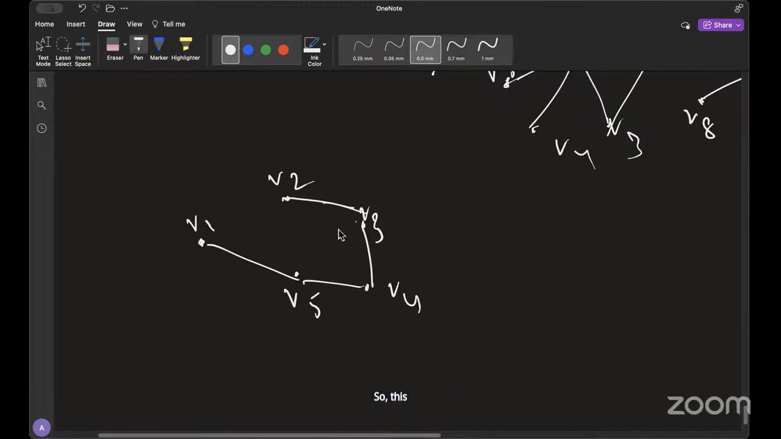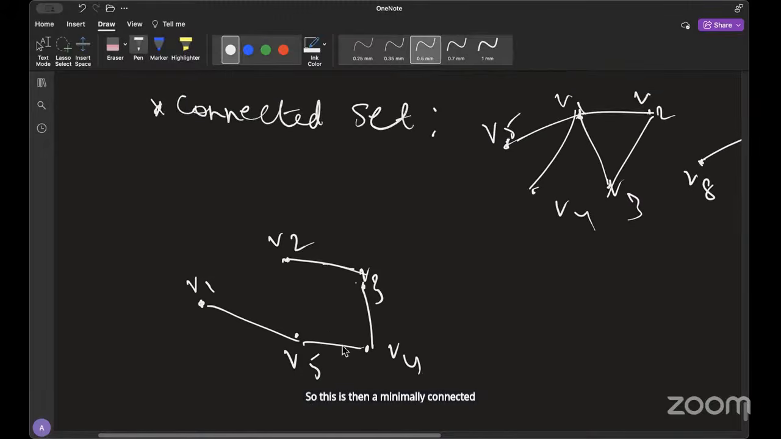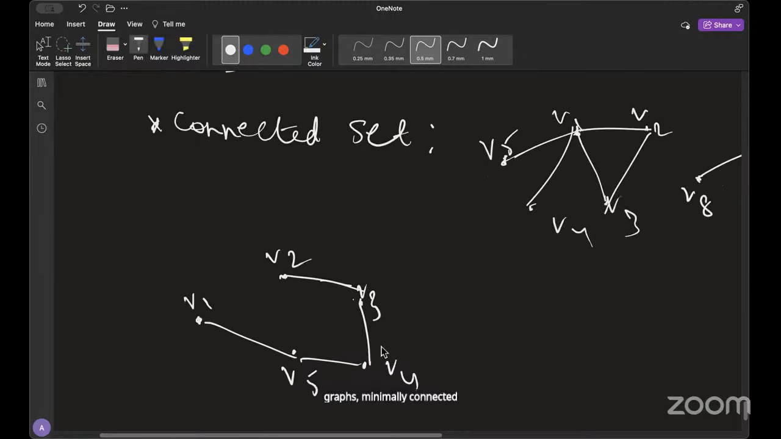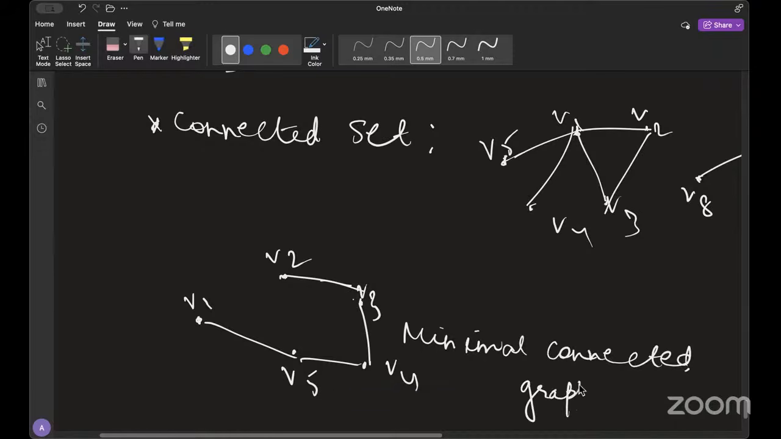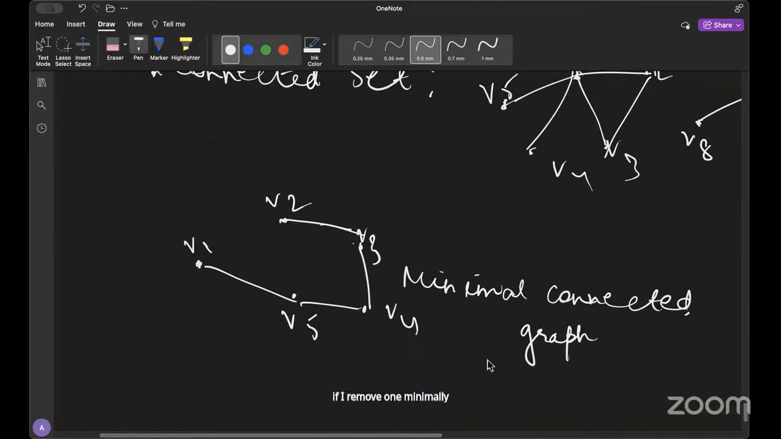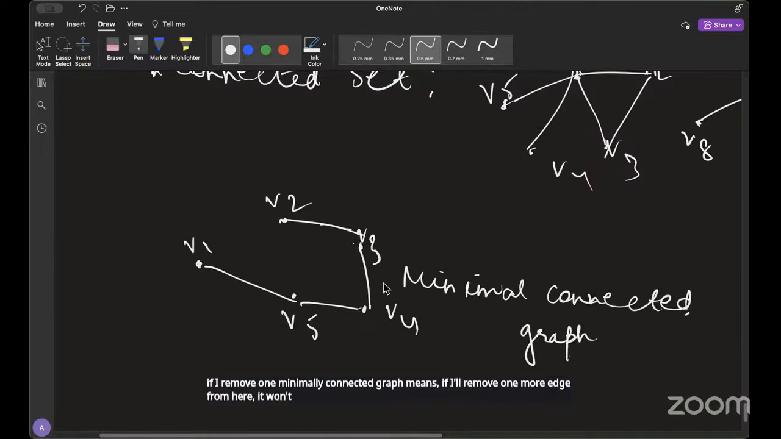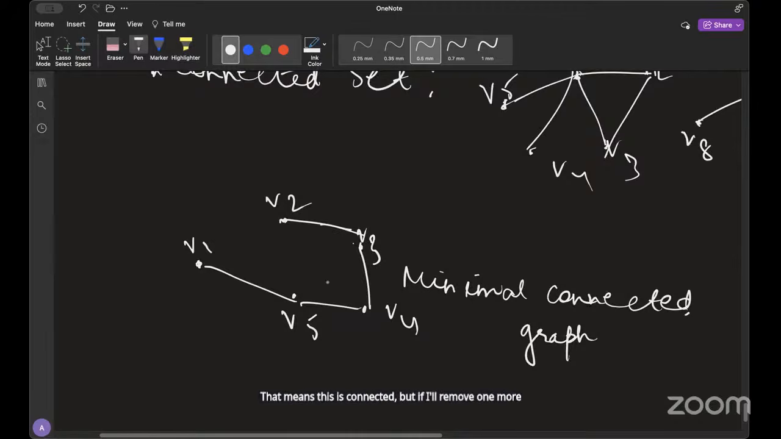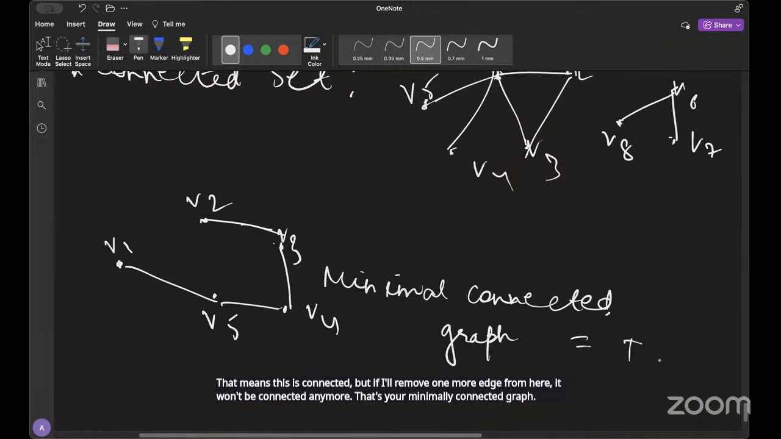So this is then a minimally connected graph, which is called a tree. Minimally connected means that if I remove one more edge from here, it won't be connected anymore. That's your minimally connected graph, which in simple terms is called a tree.